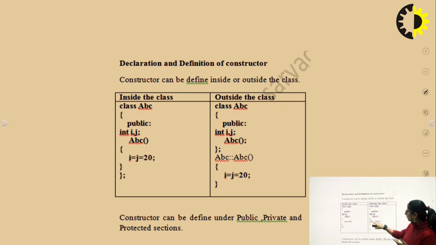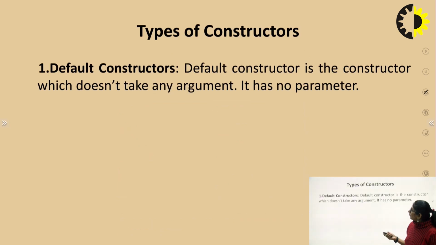So here the name of the class comes two times. First we specify that it's a class, the second specifies that it's a constructor, right? And then we can put the definition of the member function. The constructor can be defined under the public, private and protected sections, just as we define a member function. Now there are types of constructors as well.